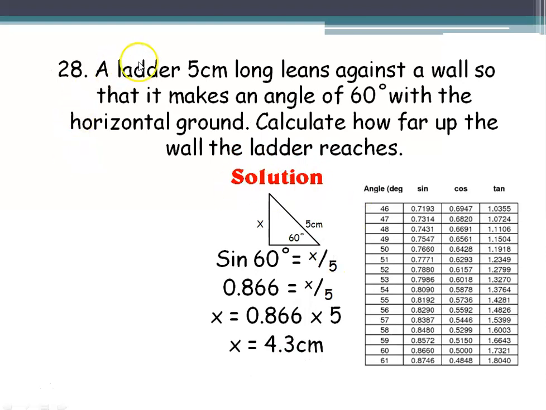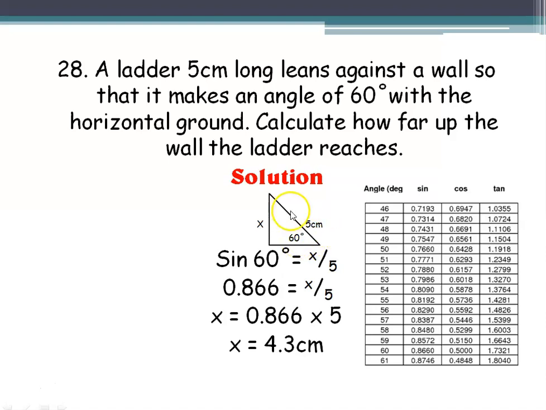Alright, question 28 says, a ladder 5 centimeters long leans against a wall so that it makes an angle of 60 degrees with the horizontal ground. Calculate how far up the wall the ladder reaches. Okay, to make this easy, we need to use a diagram to represent it. This is your ladder, 5 centimeters long, and this is the wall. I'm representing the height of the wall with x, and this is the distance from the wall to the foot of the ladder. Is that taken? It said it makes an angle of 60 degrees with the horizontal ground. This angle is 60 degrees.